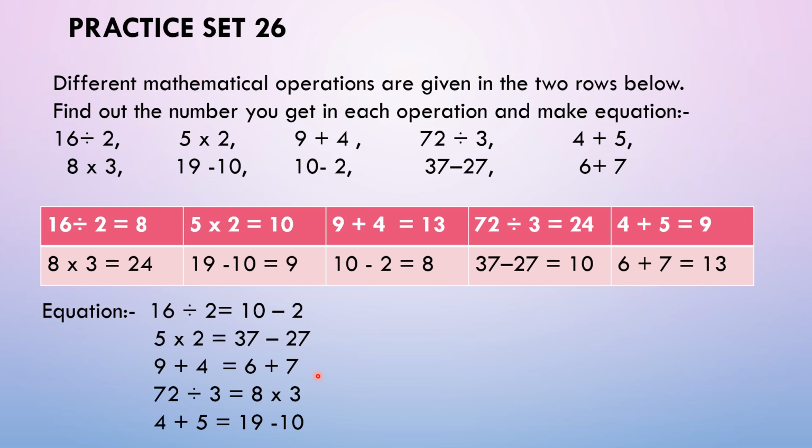Next one. 72 divided by 3 is what? 24. And 8 into 3 is also 24. So make the equation now. 72 divided by 3 is equal to 8 into 3. Next one. 4 plus 5 is equal to 9. And 19 minus 10 is also 9. Both having the same value. So make the equation 4 plus 5 is equal to 19 minus 10. So these are the equations formed.